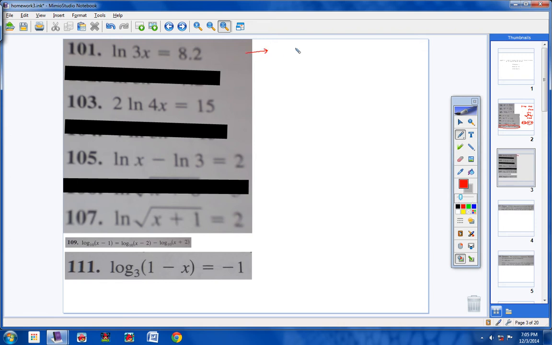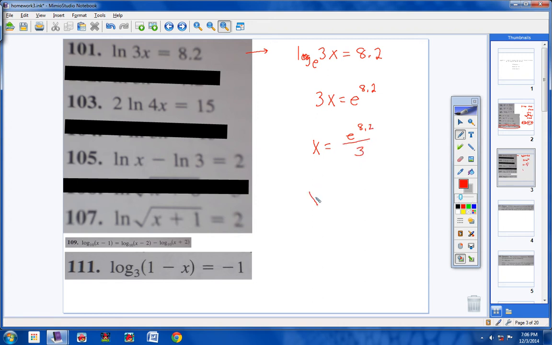Number 101, natural log of 3x equals 8.2. Now, students, here's what we're going to do, okay? Look, anytime you have a logarithm on one side by itself, write the equation exponentially, okay? Now, natural log of 3x really means log base e, okay? So we're going to write this exponentially. So we would have 3x equals e to the 8.2, okay? Now divide both sides by 3, and x equals e to the 8.2 divided by 3.